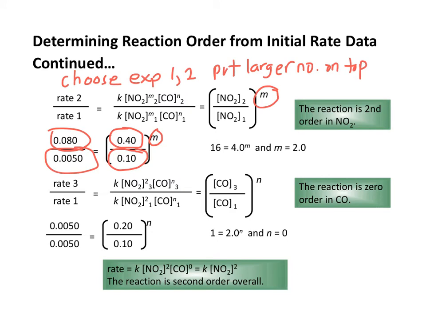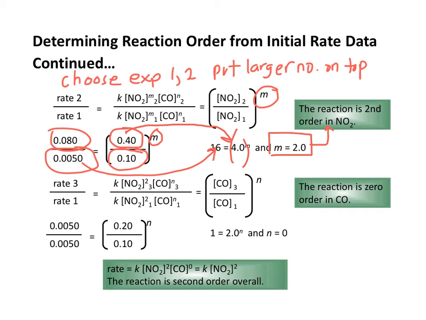So 0.08 over 0.005 gives us 16. This ratio gives you the 4. So 16 is equal to 4 to the M, and M would be equal to 2. Then we would say in words, the reaction is second order with respect to NO2.